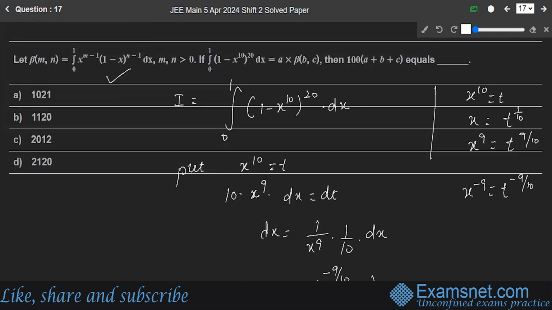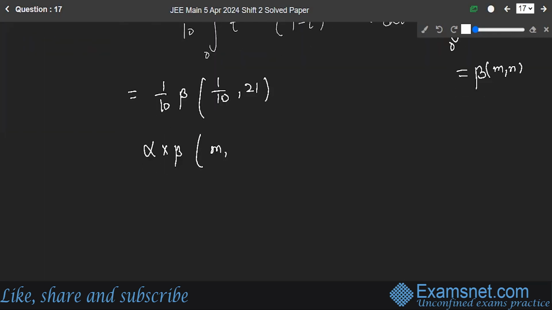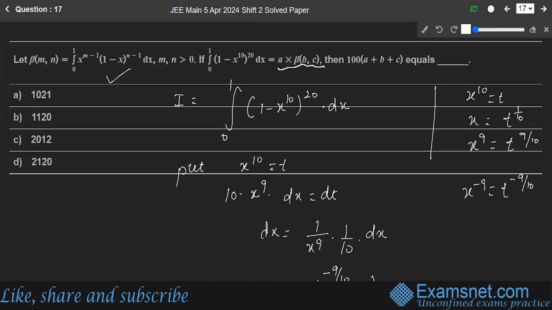Now, this is equivalent to this if I compare it. So that was alpha into beta. What was b comma c? Right. From here you have a, wait, that was a, not alpha.